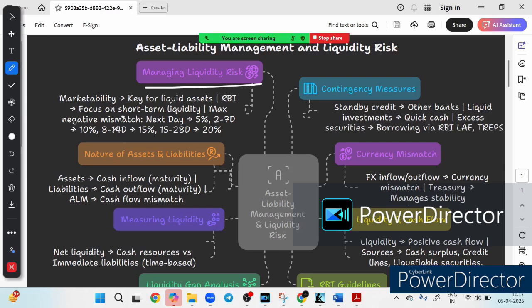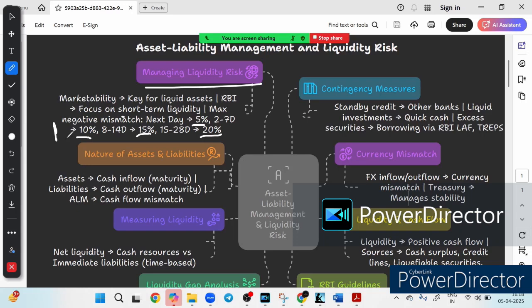And RBI has kept some threshold on maximum negative mismatch. Like you can see, in the next day maximum negative mismatch can be 5%. In 2 to 7 days maximum negative mismatch can be 10%. In 8 to 14 days it can be 15%. 15 to 28 days maximum can be 20%, and so on. So the focus is on short term liquidity, so that the bank never runs out of cash unexpectedly, right? So this is how the RBI prescribes to manage the liquidity risk. They put a threshold limit on the maximum negative mismatch, that for the next day it should not exceed 5%. That is the point, right?